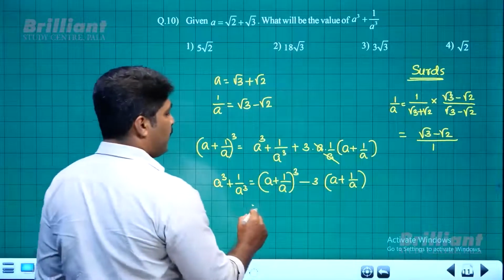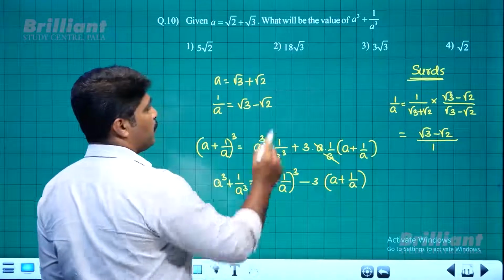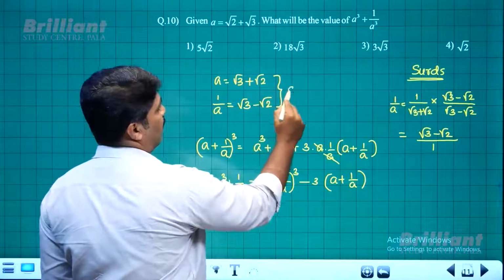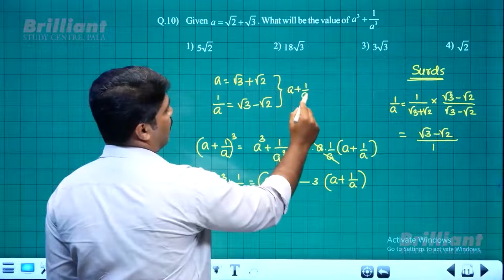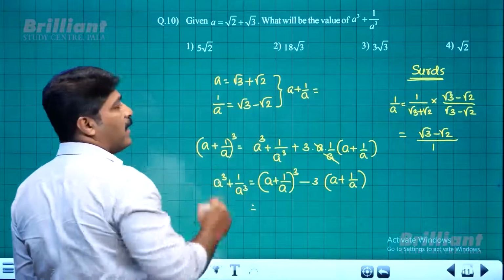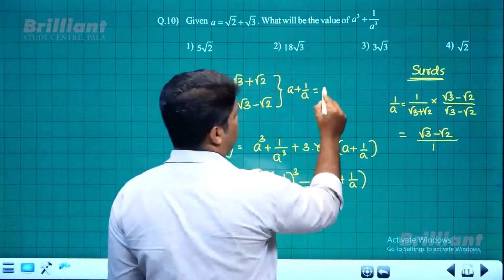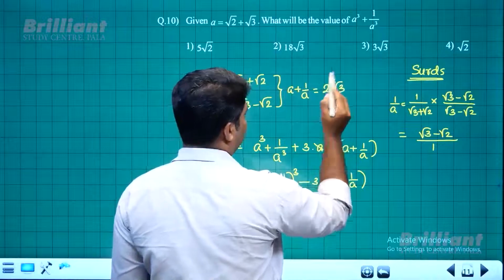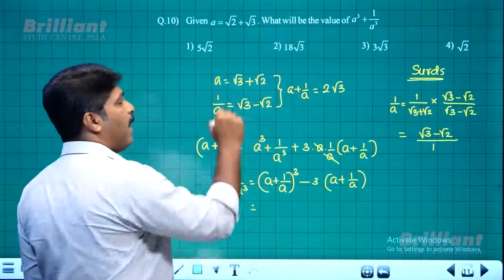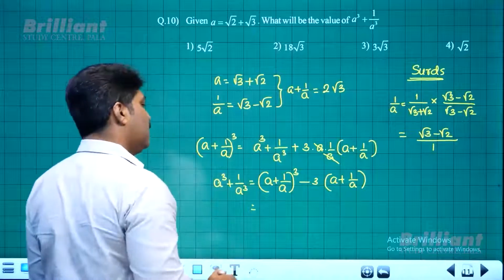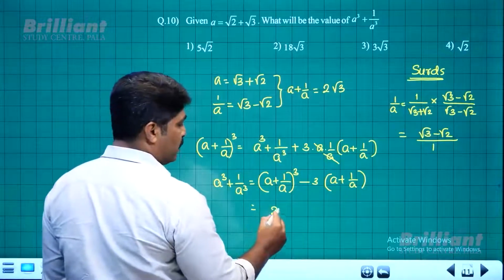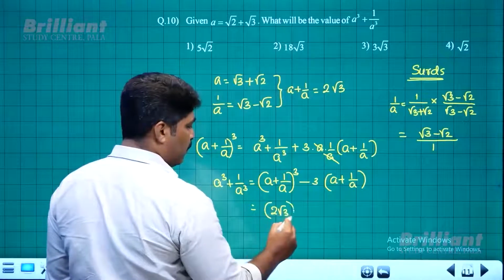So here a plus 1 by a, as we know, what is a plus 1 by a? Here root 3 and root 3 add together, then we can write that as 2 root 3, and root 2 is eliminated. So therefore here we can write this as (2 root 3) cube.